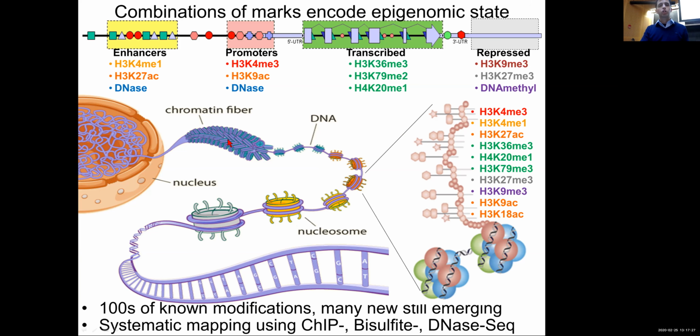Basically, if DNA is packaged up very tightly in condensed chromatin, transcription factors or regulators cannot bind there to turn genes on and off. So these regions are usually repressed. We call them heterochromatic, as opposed to euchromatic, which are open.